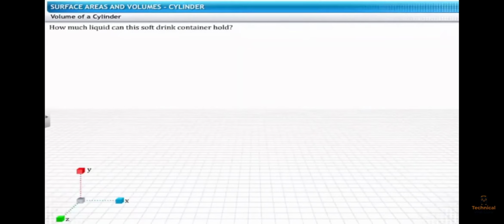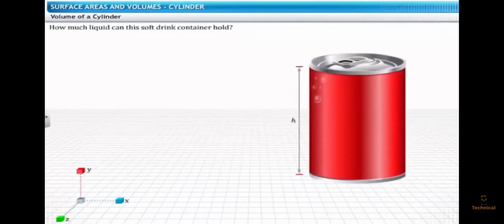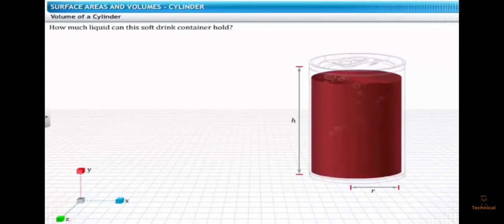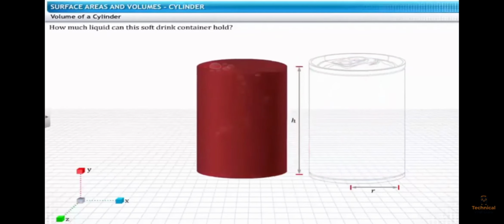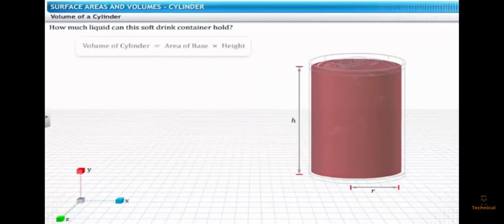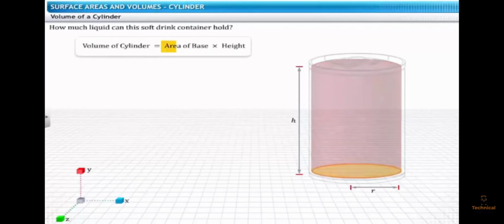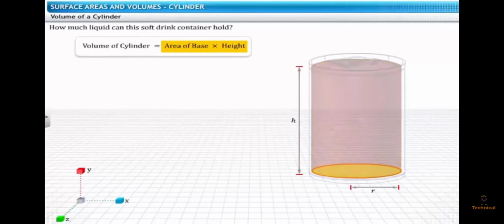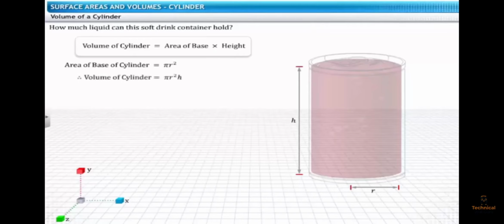Let's consider a cylindrical soft drink can whose height is h and radius is r. To find the capacity of the can, we need to find the volume of the can. By volume, we mean the space enclosed by the can. As the can is cylindrical in shape, we can calculate its volume by multiplying the area of its base with its height. The base area of the cylinder is the area of its circular base, which is equal to pi r squared. Therefore, the volume of the cylinder is equal to pi r squared h.